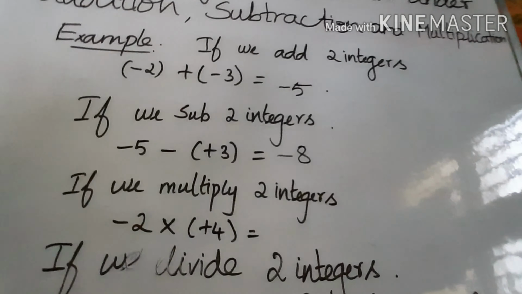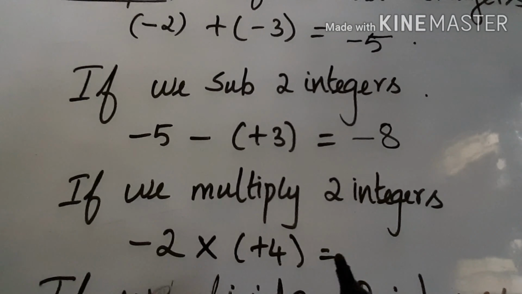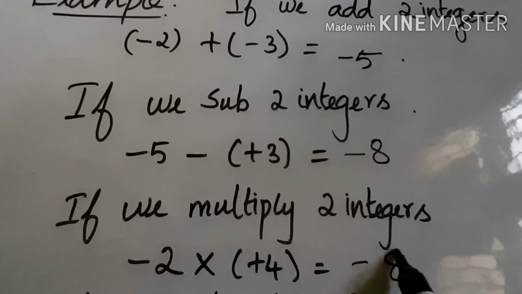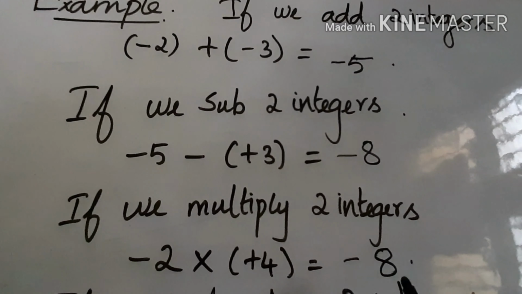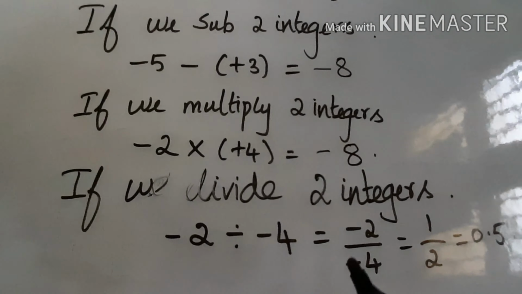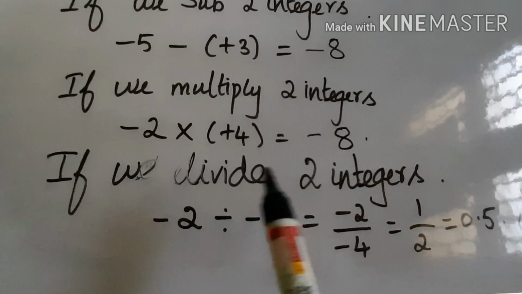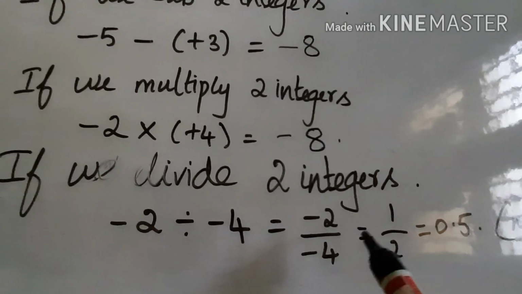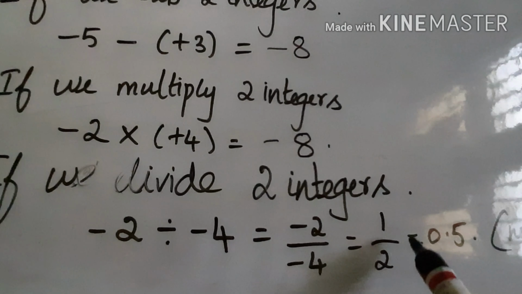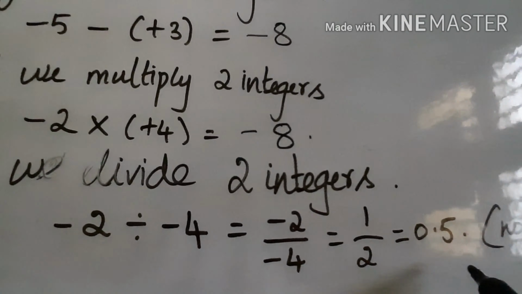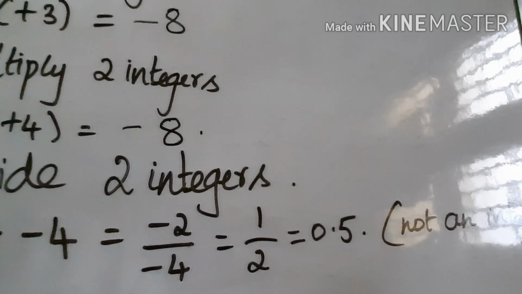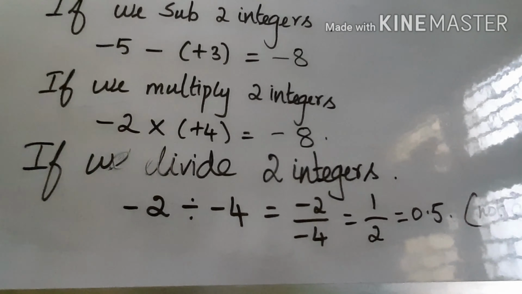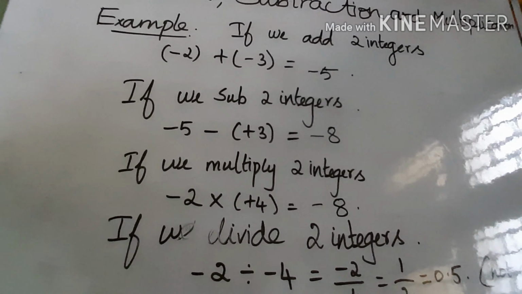Coming to this one, when you multiply the two integers, -2 and +4, you get -8, which is also an integer. Now coming to division, there is a variation. If you divide two integers, -2 and -4, when you cancel, you get 1/2, which is 0.5, and that is not an integer. Closure property is not applicable in division. So the next property.